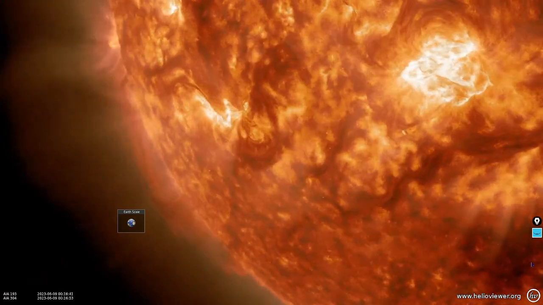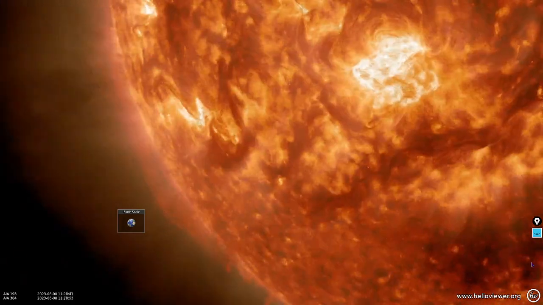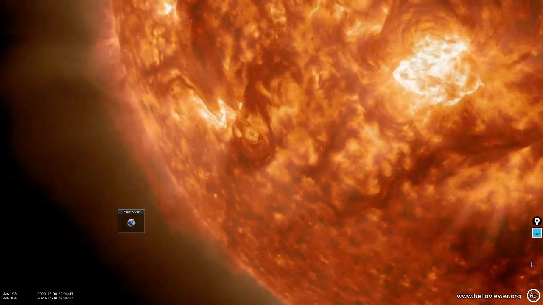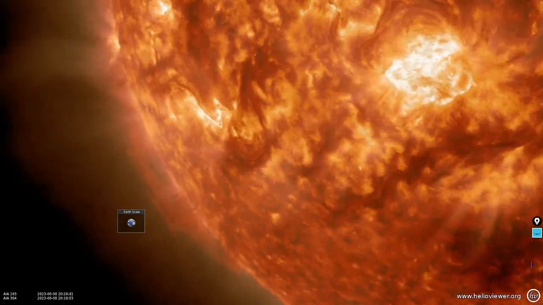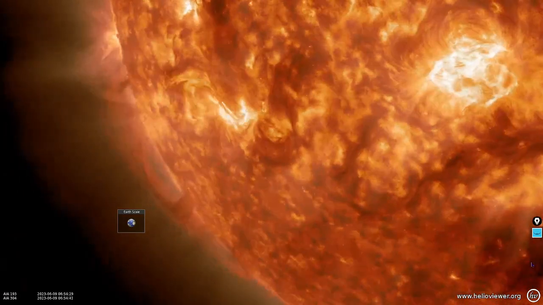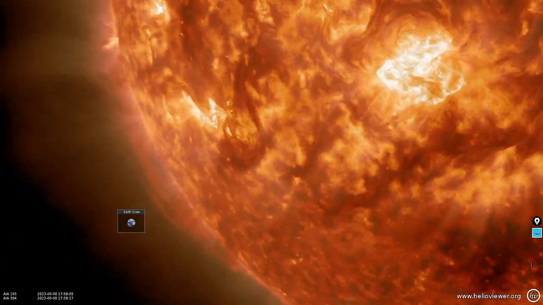There's one in the southeast. It's a little bit larger than planet Earth. By the way, the most active region is that sunspot in the upper right of your screen. Huge filament down there in your lower left at the southeastern limb.